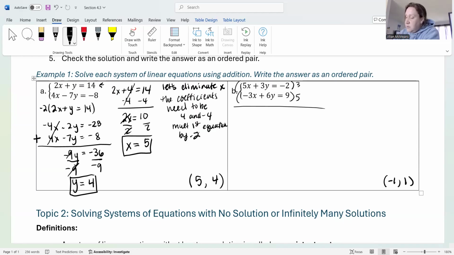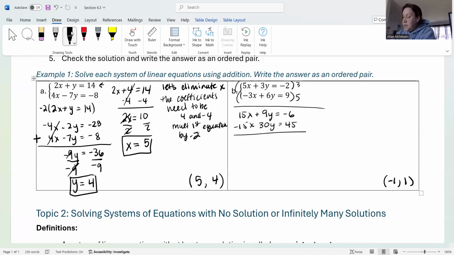So let's see, 3 times 5x is 15x. 3 times 3y is 9y. 3 times negative 2 is negative 6. 5 times negative 3x is negative 15x. 5 times 6y is 30y. And 5 times 9 is 45. Okay?